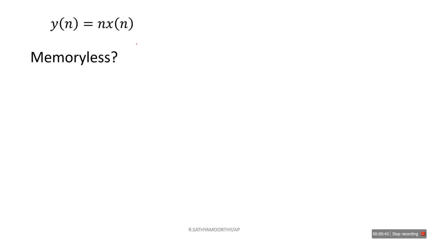First we are going to calculate whether y of n is a memoryless or memory system. Otherwise, this is called a static or dynamic system. Memory or memoryless, static or dynamic. Any system that depends on the future or past is not a memoryless system. Let us test by substituting n equal to 0, 1, minus 1.